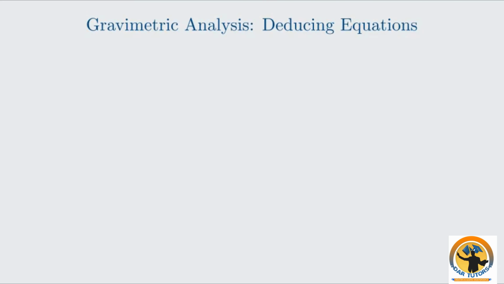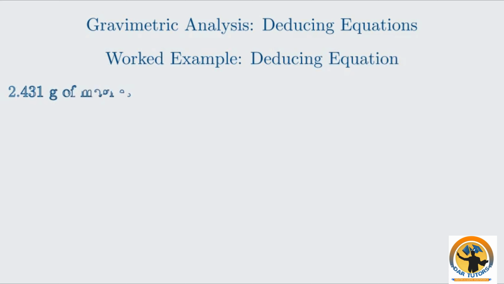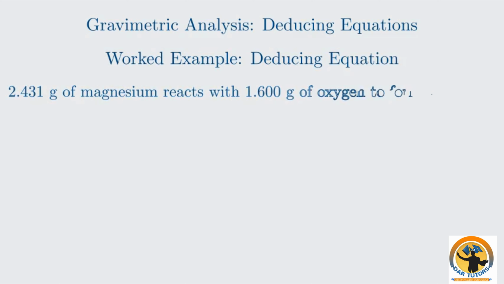Gravimetric analysis is a powerful analytical technique for determining composition based on accurate mass measurements. It's often used to deduce the equation of an unknown reaction. Let's work through an example where we deduce a chemical equation from experimental mass data. In this experiment, 2.431 grams of magnesium react with 1.600 grams of oxygen to form 4.031 grams of magnesium oxide.